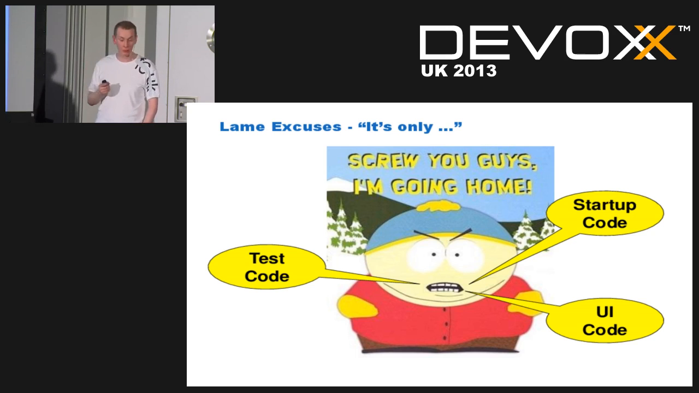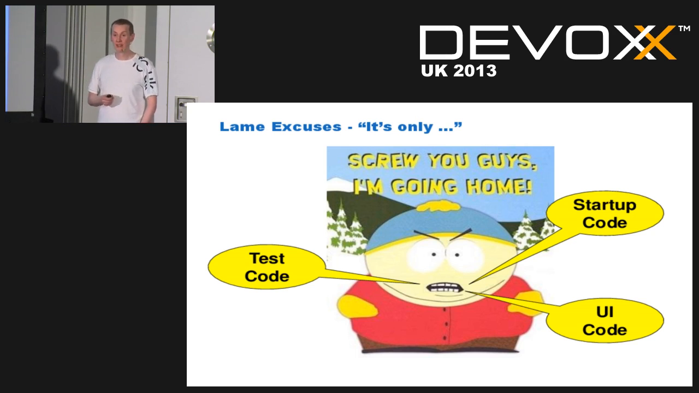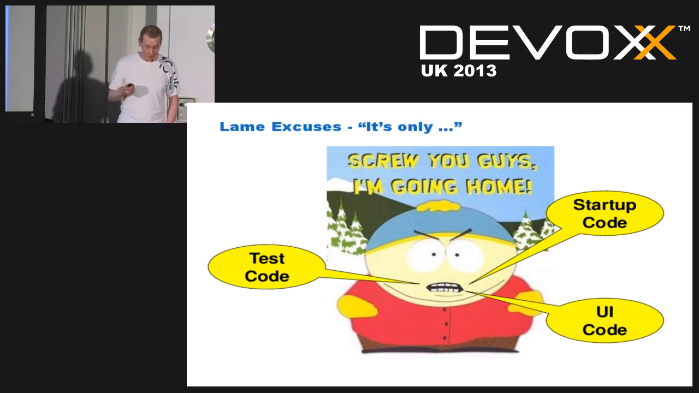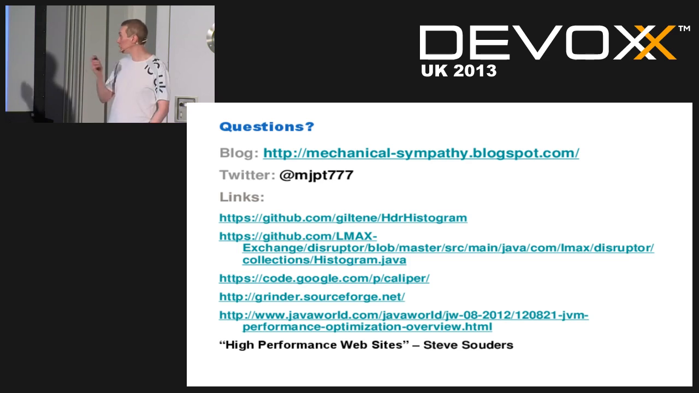And one of the last ones that's kind of interesting is, it's only UI code. If anybody thinks UIs don't need to be performant, they really need to read Steve Souders' High Performance Websites book. It's absolutely excellent on all the research they've done at Yahoo, and they actually discovered that the performance of many systems is actually traced to the user interface. He wrote two books in a series, and I'll go on to the link for that now. So that's one of his books.